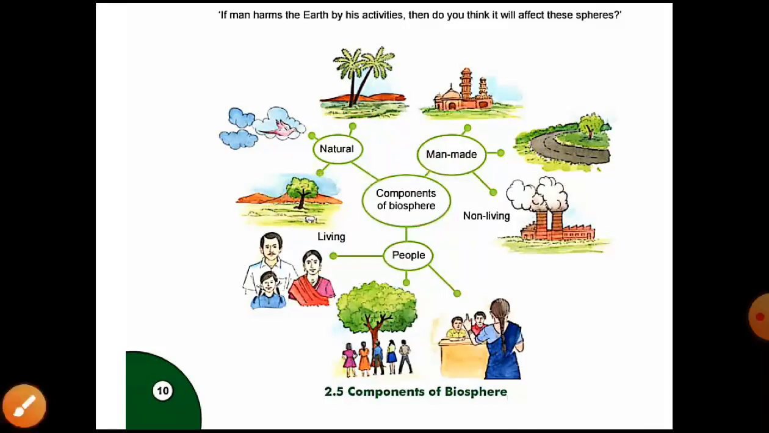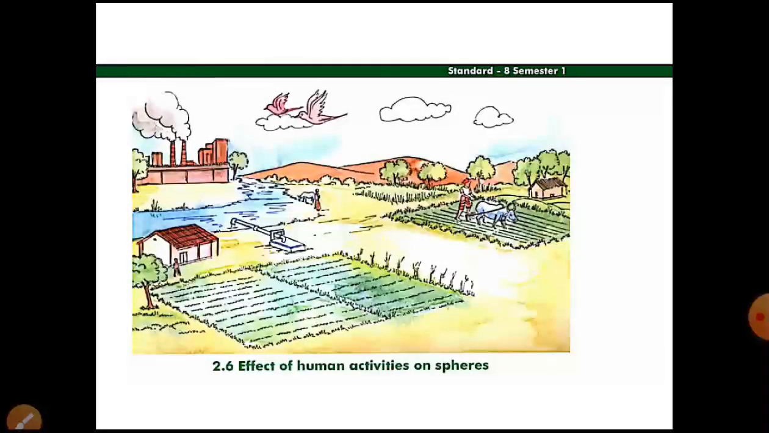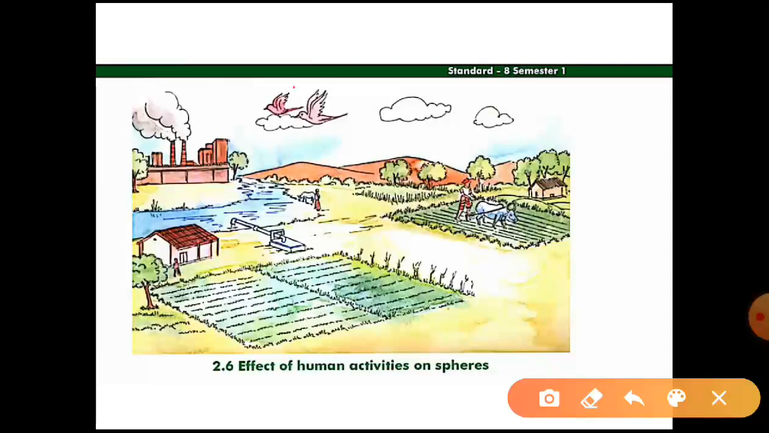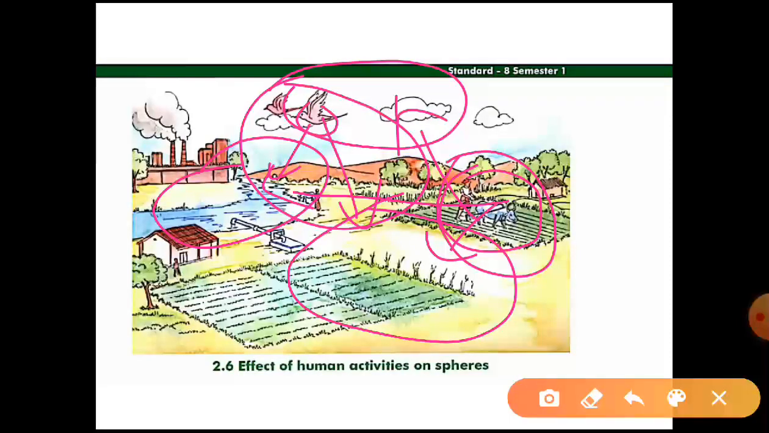Okay, now here we can see the effects of human activities on the spheres, how they are affected. We can see here the atmosphere, here the hydrosphere and here the lithosphere. Because of that we can see the biosphere, which means these birds will be getting water, and they will be using the lithosphere also. Then humans can use air, they can use water, and they are using land, which means the lithosphere also.